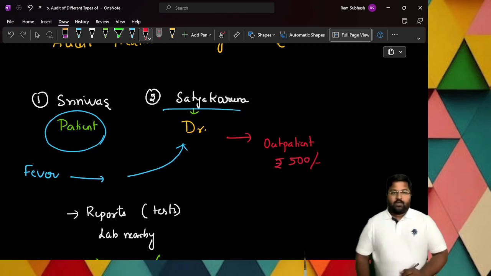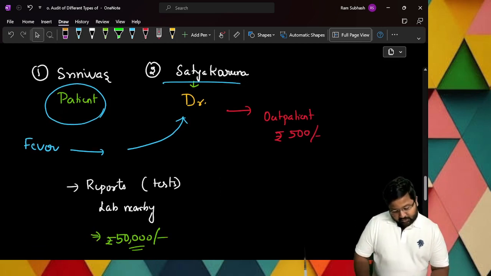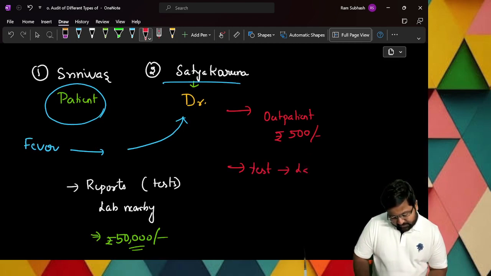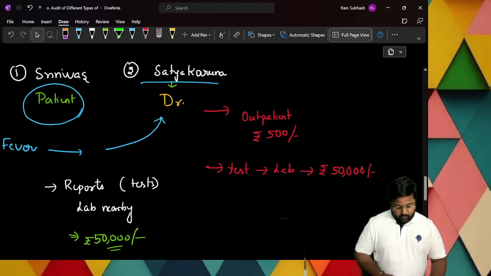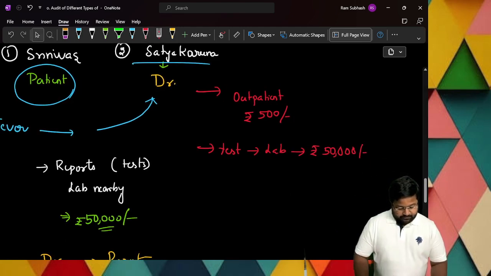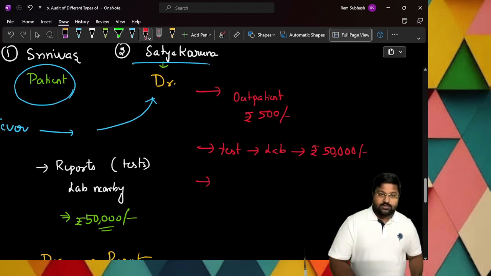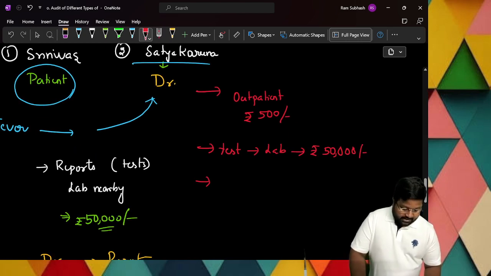Okay, now. Again, the doctor wrote some tests and asked him to go to the nearby lab. The amount charged there is 50,000. Okay, now. Next, because of the reports, the outpatient became an inpatient.